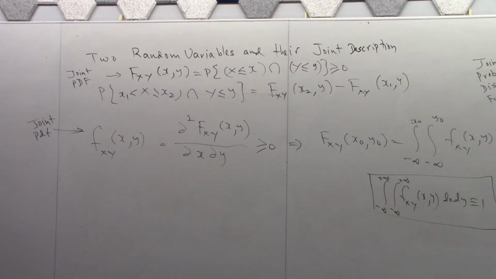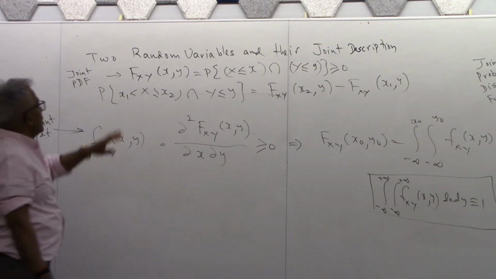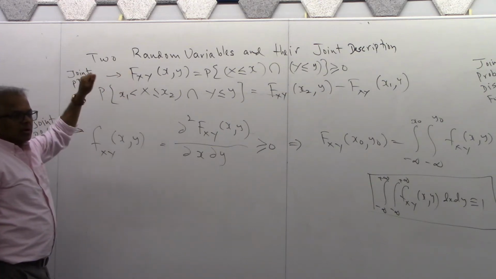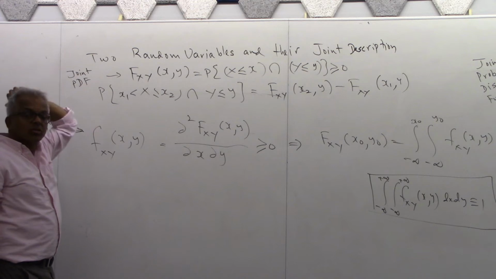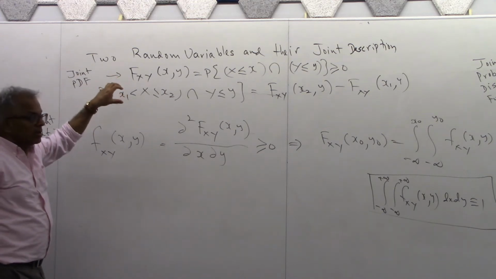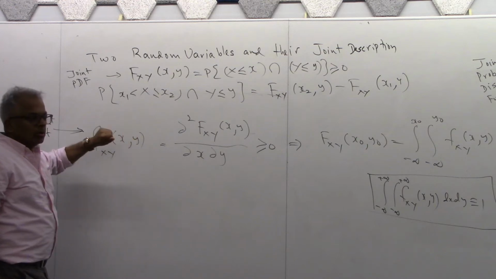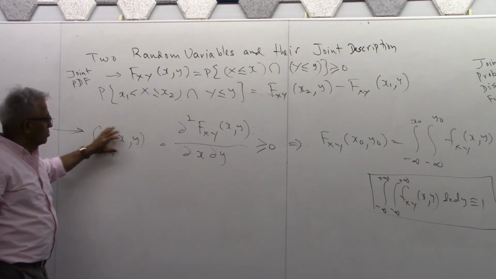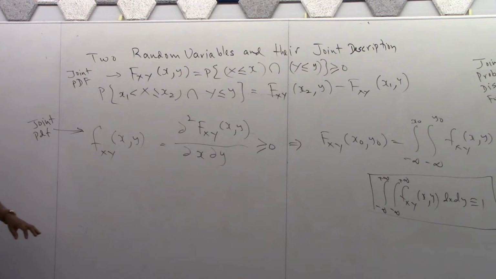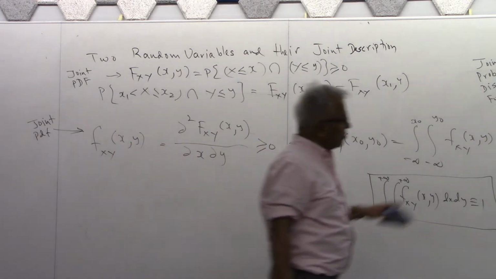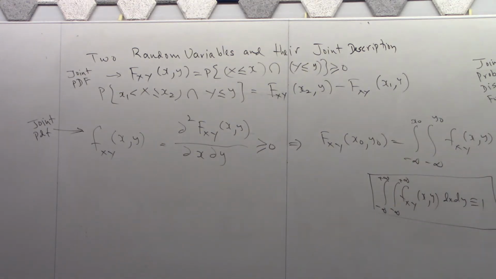As I said, we already saw that the distribution function has the one random variable distribution functions embedded in it. So how do we extract the density function of x and y from this? That's the next goal.